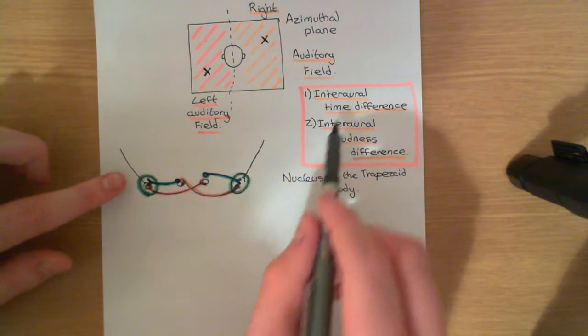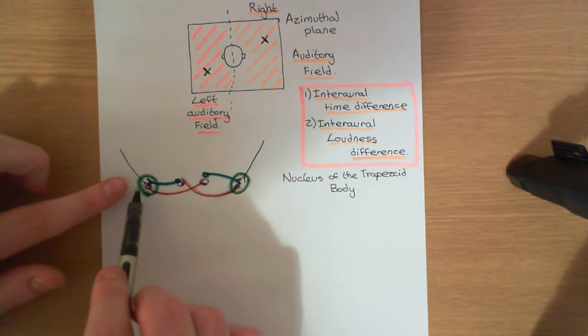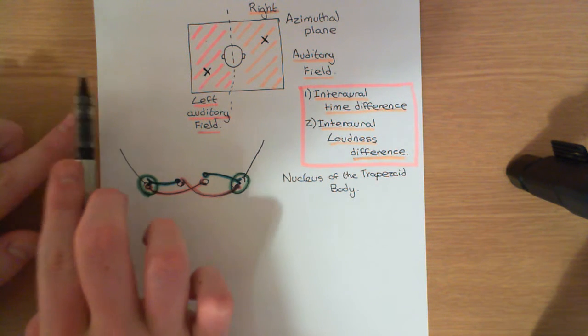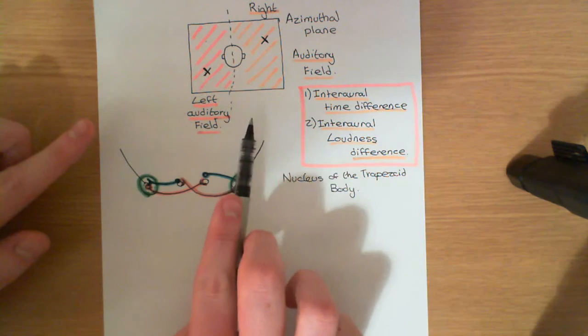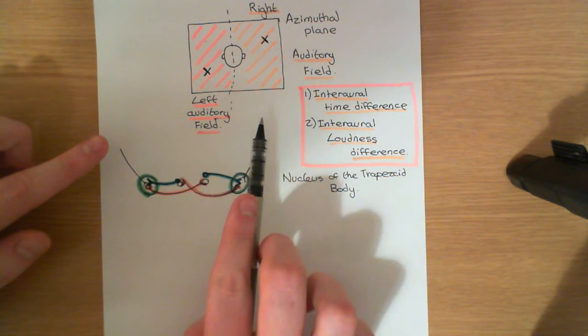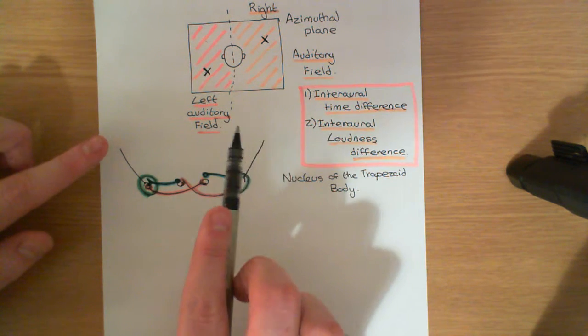So both of these factors are going to be pro this one being turned on and this one being turned off if the auditory stimulus is in the right auditory field, and will be pro this one being turned on and this one being turned off if the auditory stimulus is in the left auditory field.